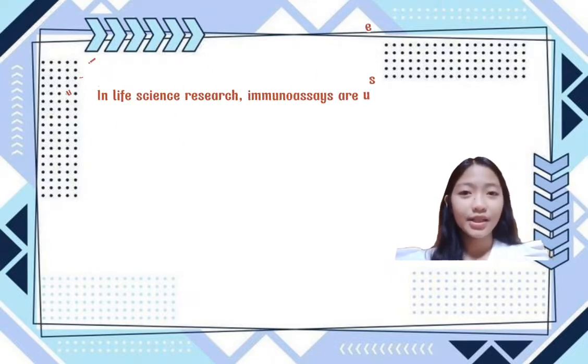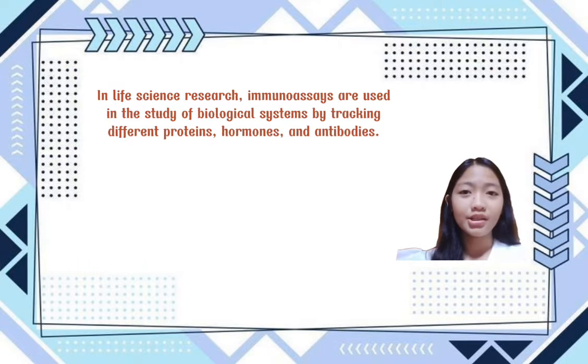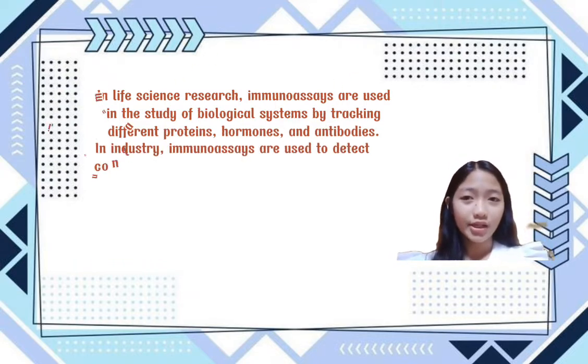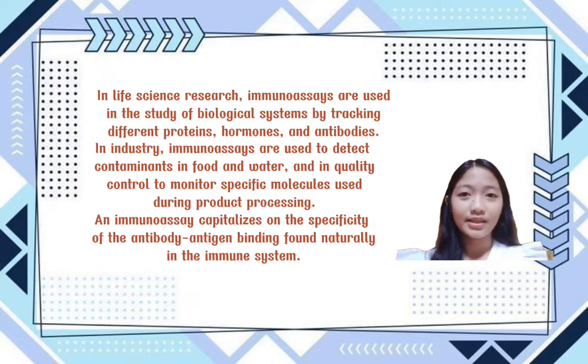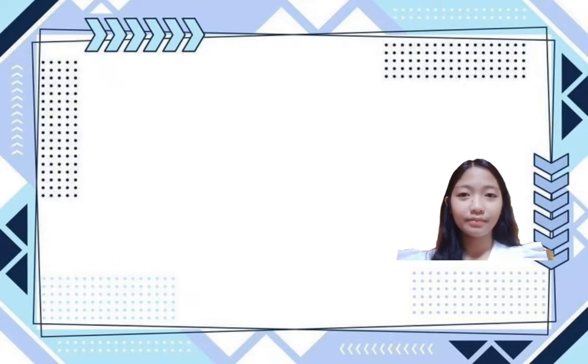In life science research, immunoassays are used in the study of biological systems by tracking different proteins, hormones, and antibodies. In industry, immunoassays are used to detect contaminants in food and water, and in quality control to monitor specific molecules used during product processing. An immunoassay capitalizes on the specificity of the antibody-antigen binding found naturally in the immune system.